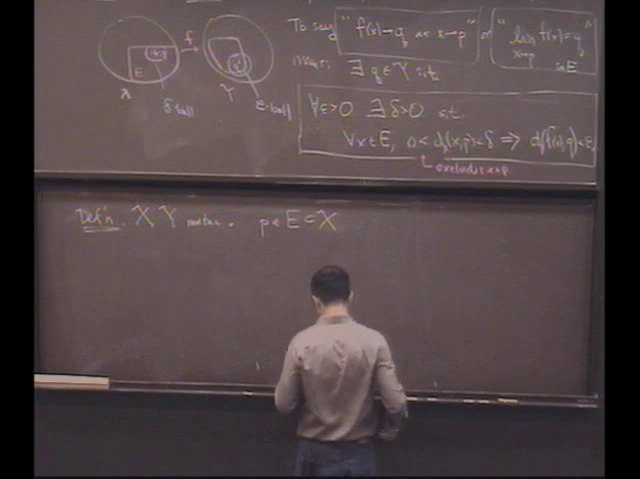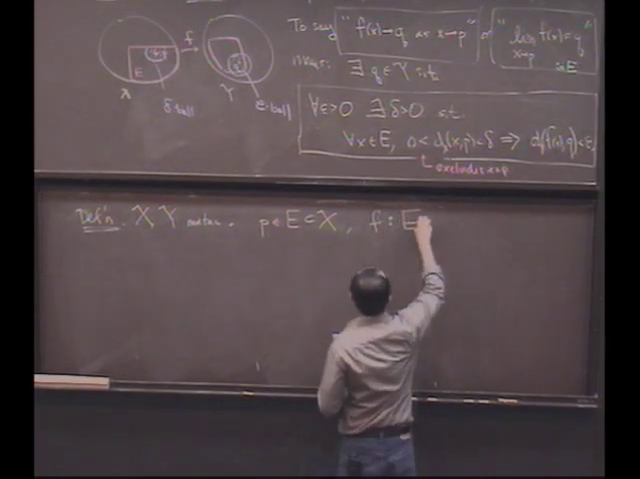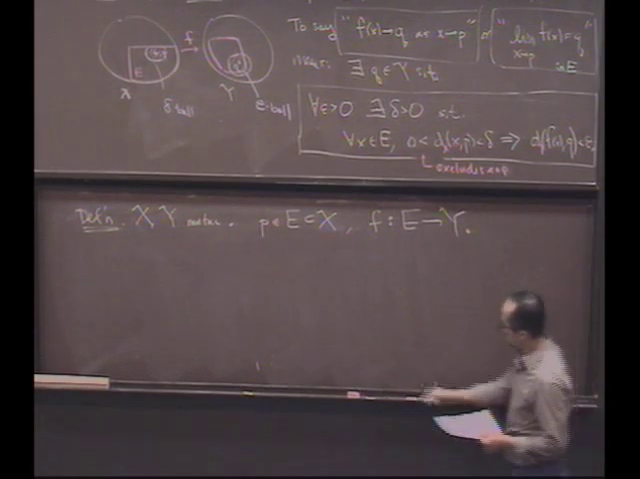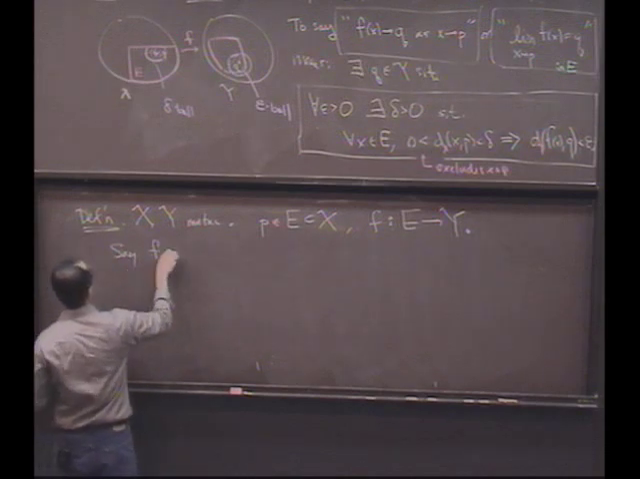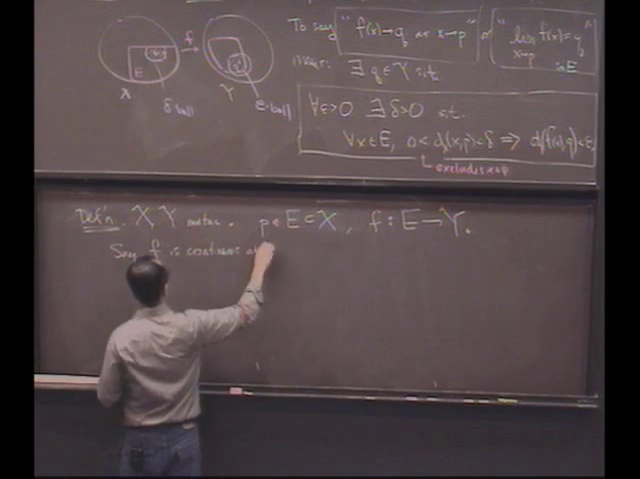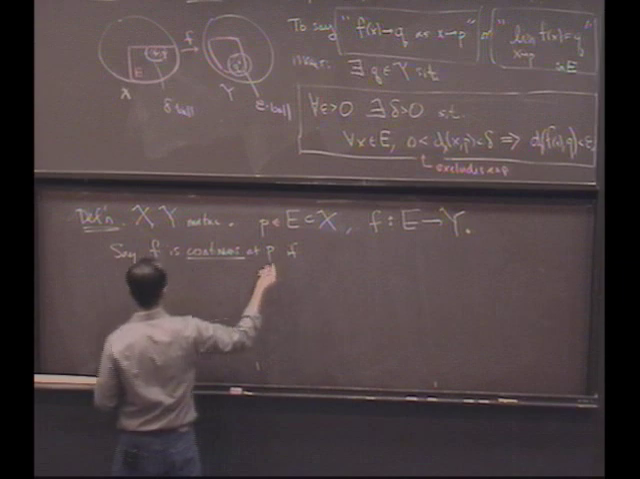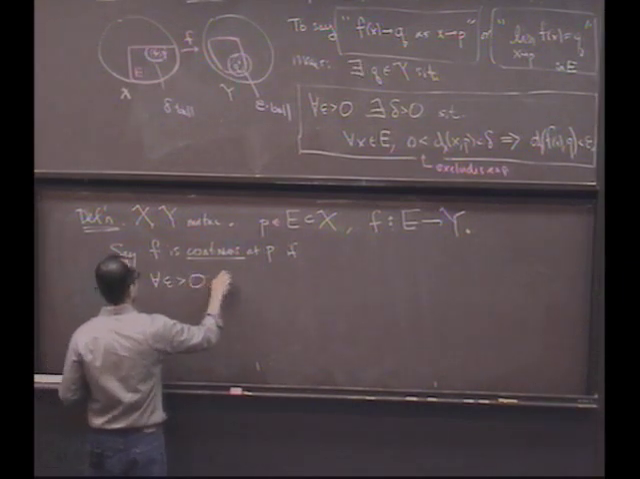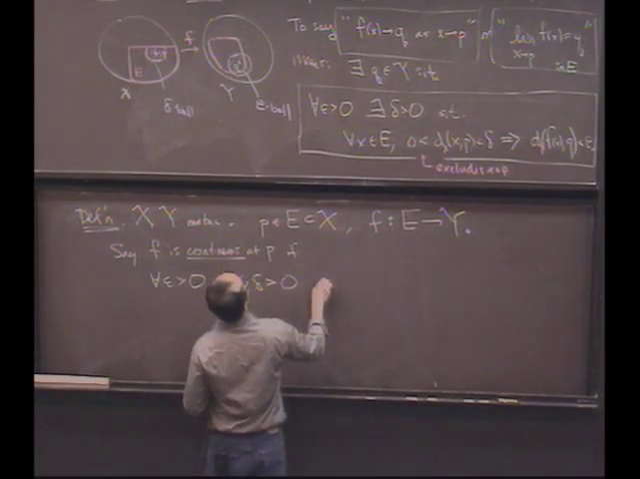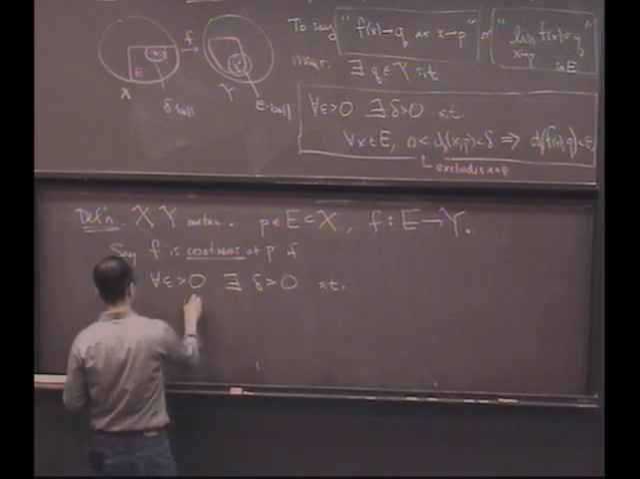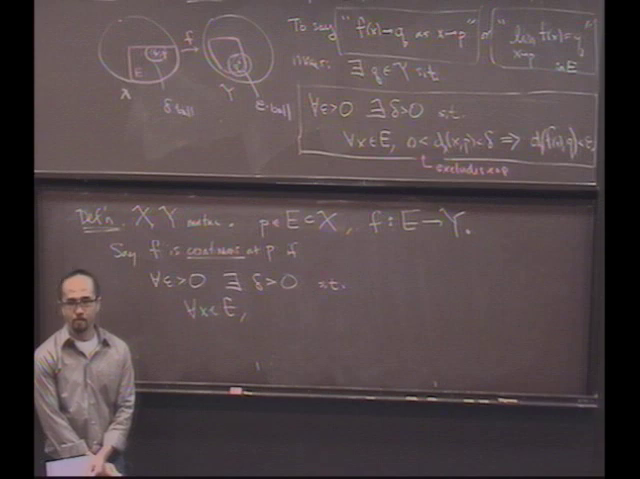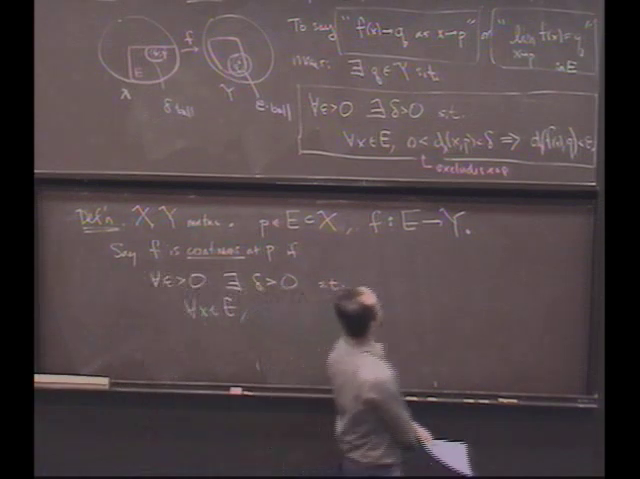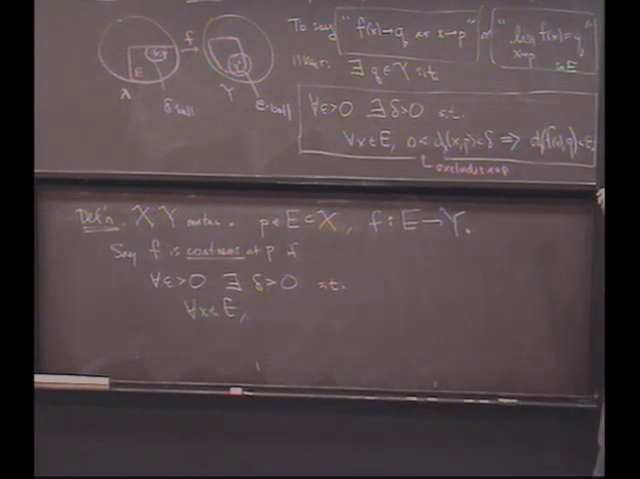And we're going to assume we have a function that goes from E to Y as before. But p is going to live in E. We're going to say the function is continuous at p if, what I mean by it, means the following. For every epsilon bigger than 0, there exists a delta bigger than 0 such that for all x in E, I want to say the limit is what you think it is. That is, another way of saying this is the limit of f of x is f of p.